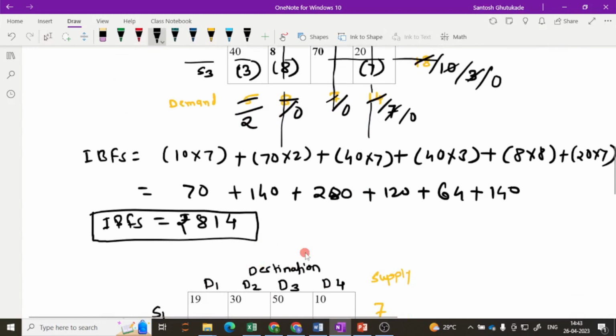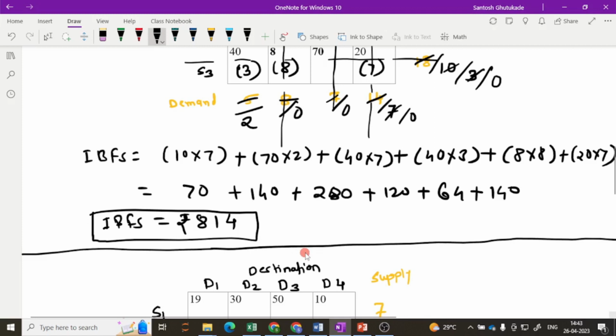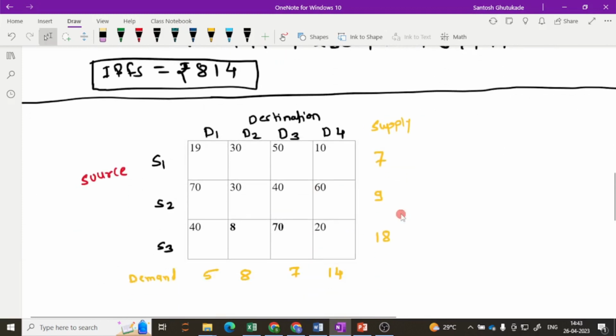Next we will solve the problem by the next method, the row minima and column minima method. In the row minima, first we will solve with the row minima, and then we will solve with the column minima. This is similar to the least cost method. In the row minima, we are considering the first row.